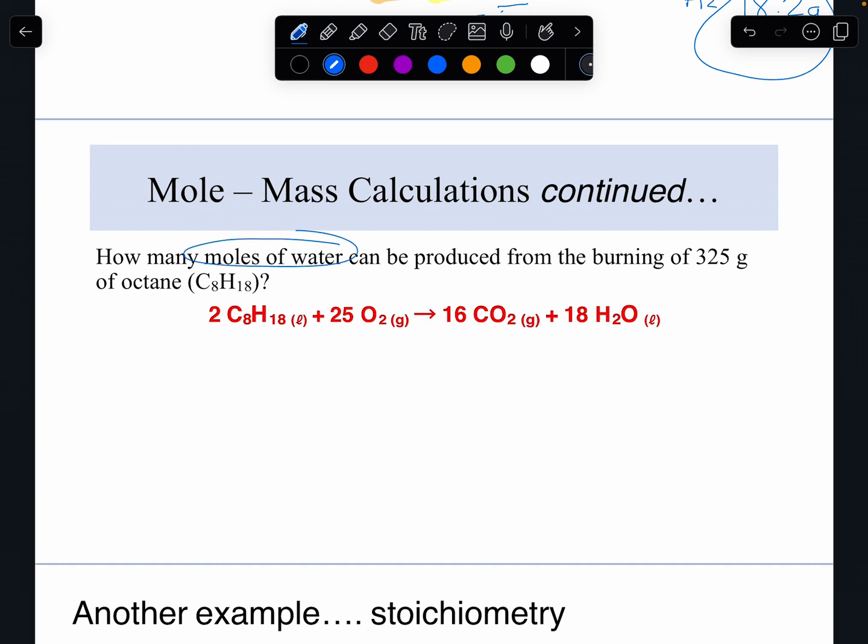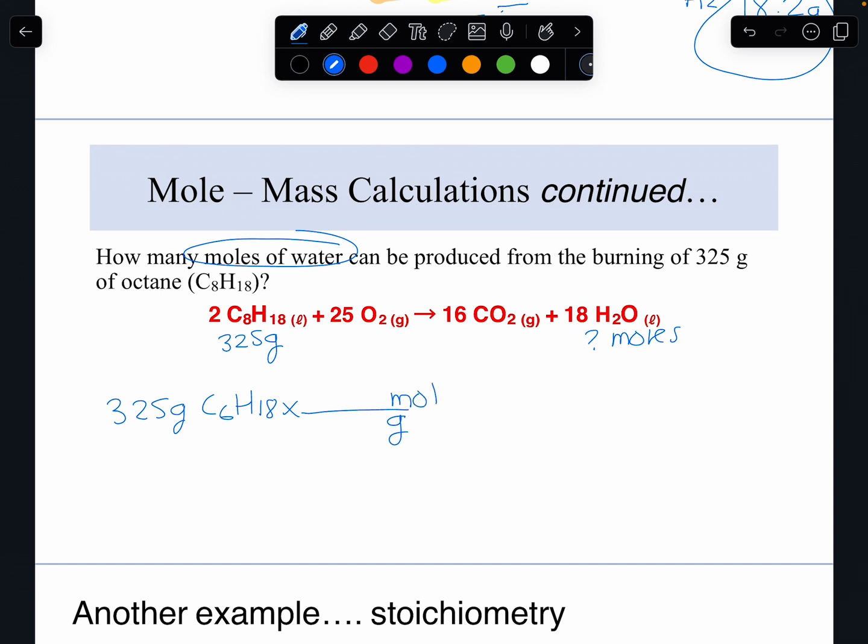Let's do another example. How many moles of water, so I'm looking for this in moles, if I start with 325 grams of octane? Okay? And I'm going to always start with what I'm given, 325 grams of C8H18. I don't want to just see grams. I want to see grams of the identifier.